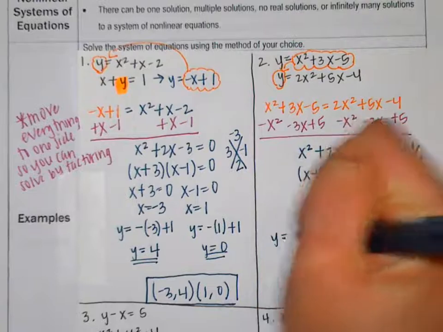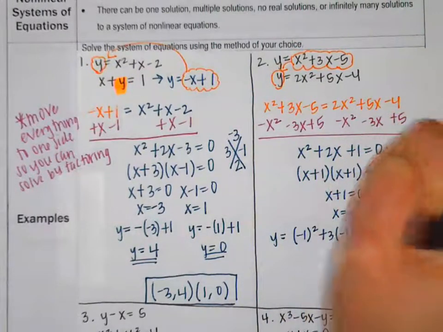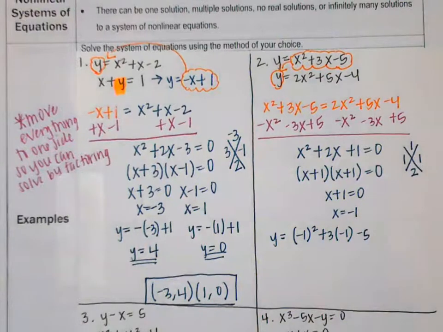And so I'm going to plug it in. y equals (-1) squared plus 3 times -1 minus 5. I'm just going to use my calculator for that.